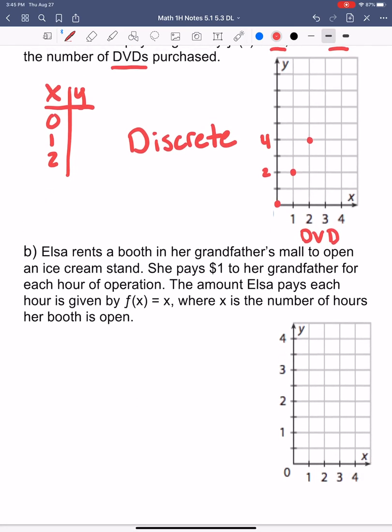Moving on to letter B, it says Elsa rents a booth in her grandfather's mall to sell ice cream. She pays $1 to her grandfather for each hour of operation. The amount Elsa pays each hour is given by this function, f of x equals x, where x is the number of hours. So we have hours down here.